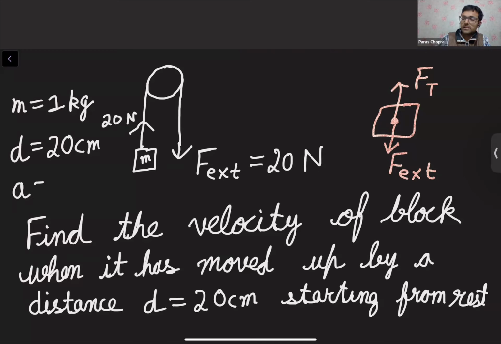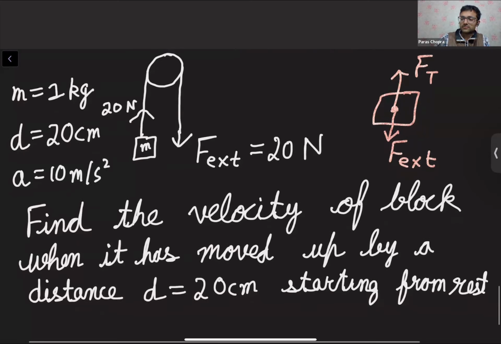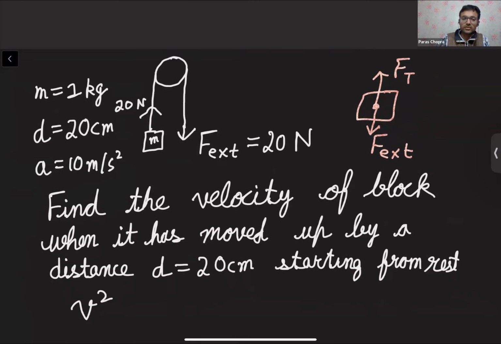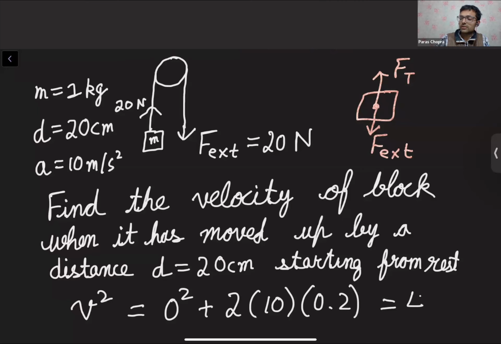Acceleration will be 10 meters per second squared upwards. So V squared will be equal to 0 squared plus 2 times 10 times 0.2, which is equal to 4. Therefore, velocity will be equal to 2 meters per second.